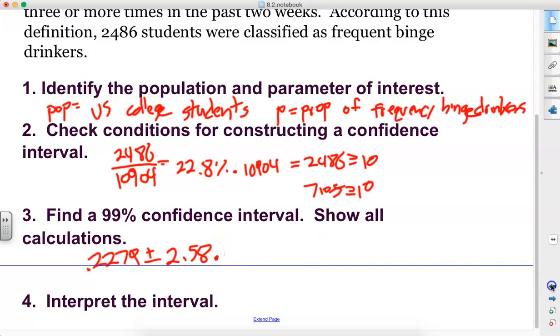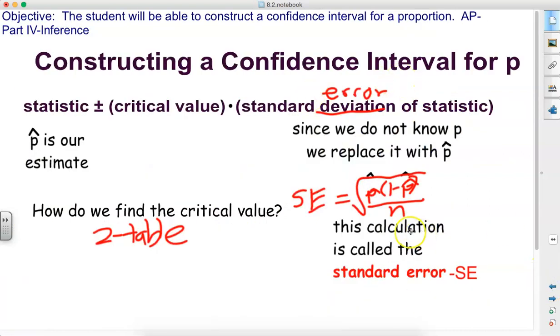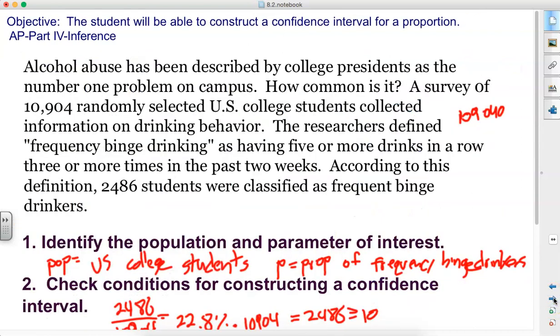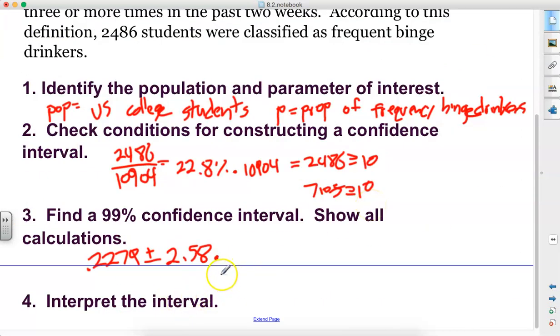Times, and then we're going to use the formula right here for standard error, which is the square root of P hat times 1 minus P hat over N. So that's what we're going to plug in right here. So we're going to do times the square root of P hat, 0.2279, times 1 minus P hat, which is 0.2279, and we divide that by N, which was 10,904.